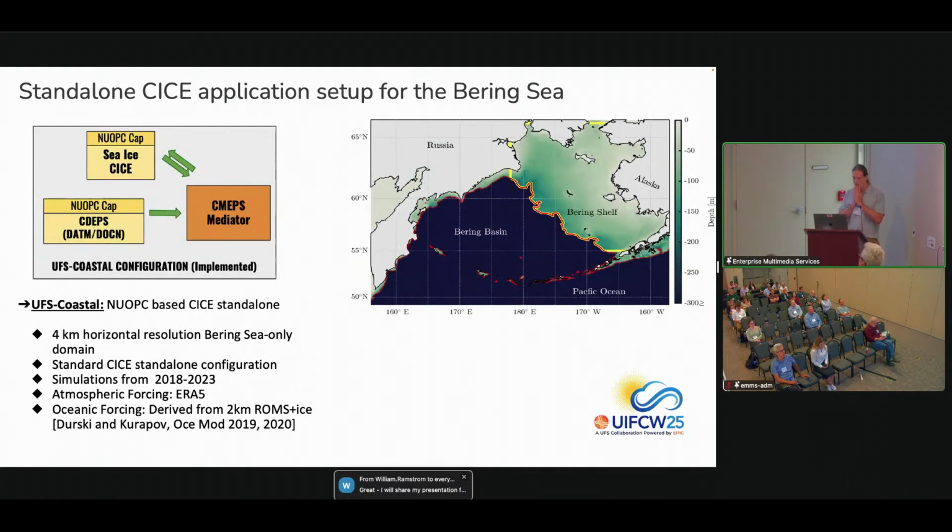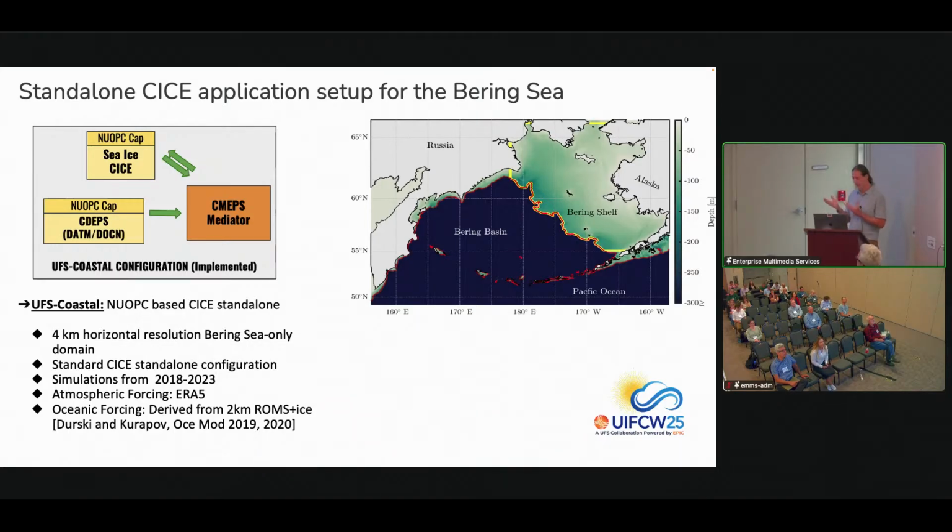So I'm going to talk about where we started. We started with a standalone ice model within UFS for the Bering Sea. So we're limiting our spatial domain, and we're not fully coupling at this point that I'm discussing here. We use a 4-kilometer SICE model coupled with an atmospheric model, URI5, that assimilates ice information.